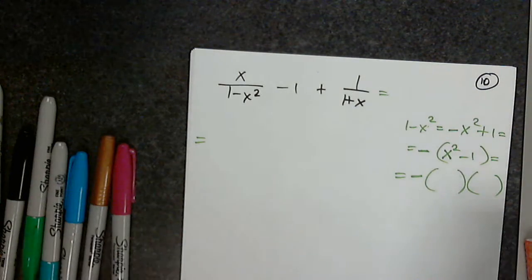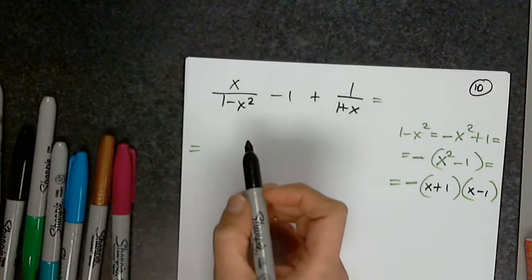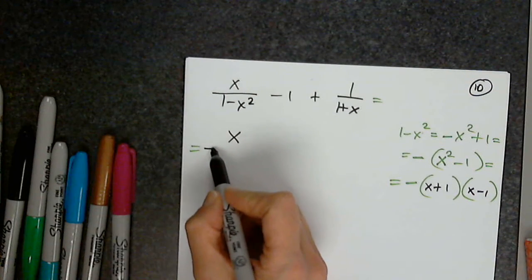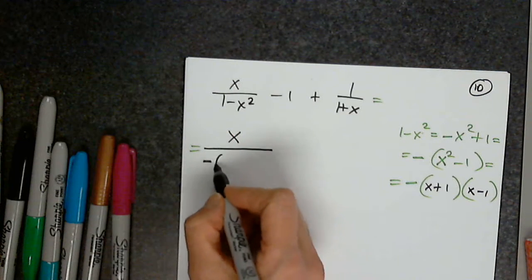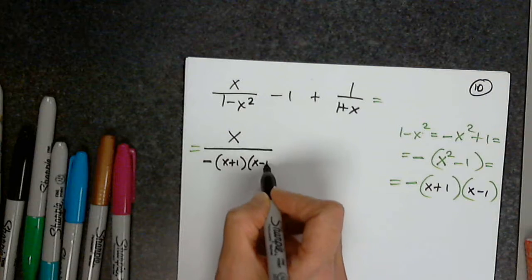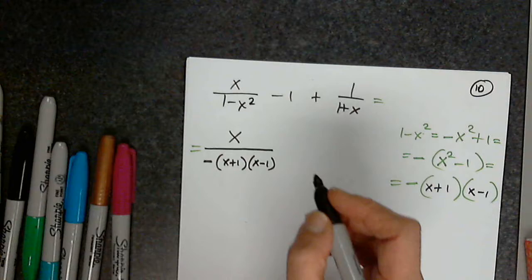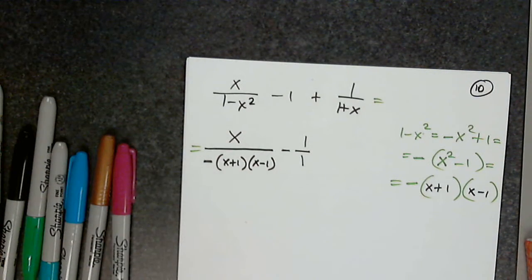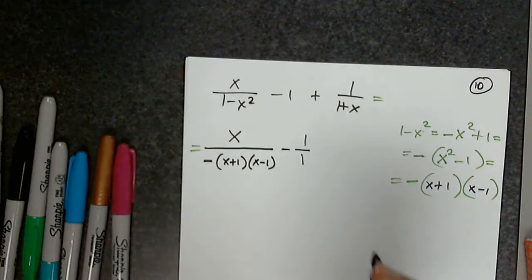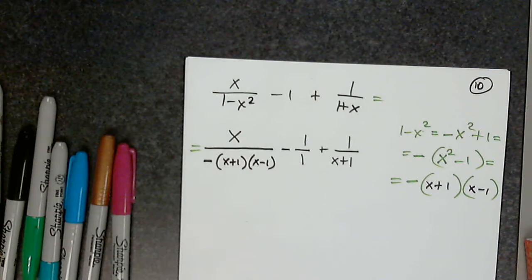X plus 9, x plus 9. Good. So let's write the whole thing carefully, slowly. I copied x, but now I copy in the denominator negative x plus 1 times x minus 1. Are you with me so far? Then I copy, instead of -1, I will copy -1 over 1, so I don't forget what that is. And then plus 1 over x plus 1, I also put that denominator in order, in the correct order.